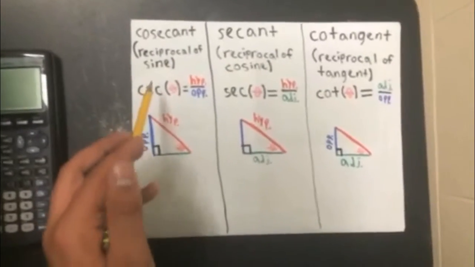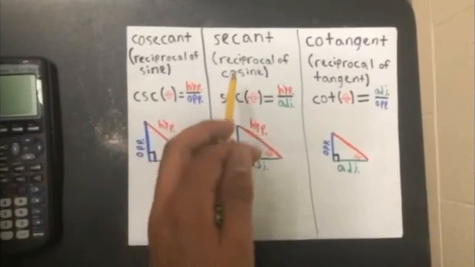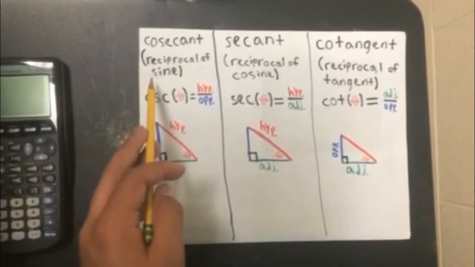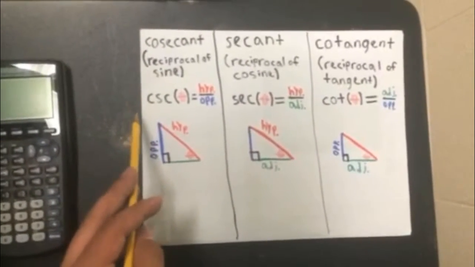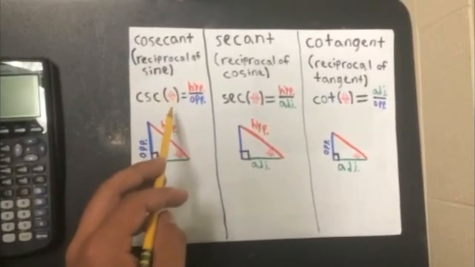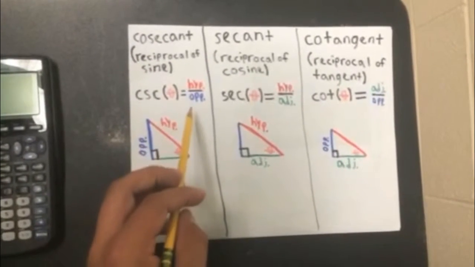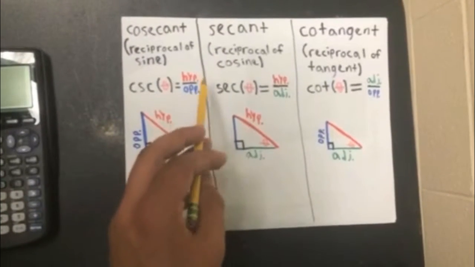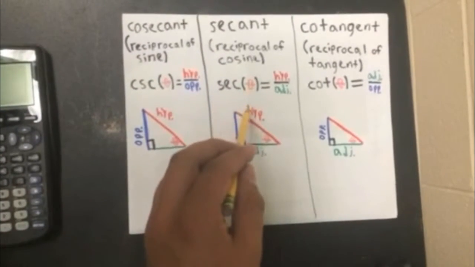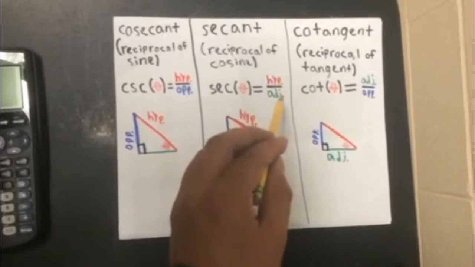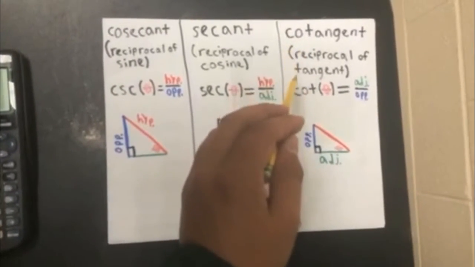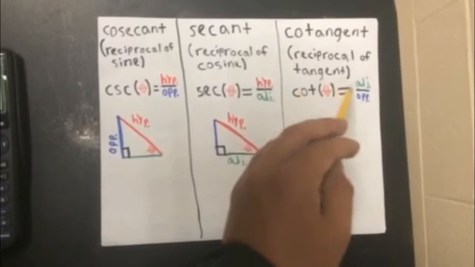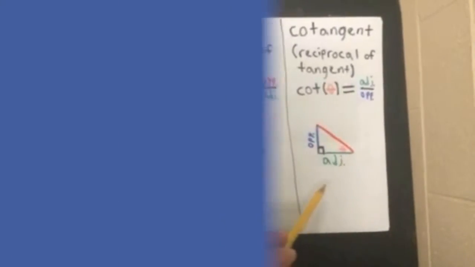Now there are three other trigonometric functions: cosecant, secant, and cotangent. Cosecant is the reciprocal of sine and is represented as cosecant of theta is hypotenuse over opposite. Secant is the reciprocal of cosine, and this is represented as secant of theta equals hypotenuse over adjacent. Cotangent, which is the reciprocal of tangent, is represented as cotangent of theta is adjacent over opposite.